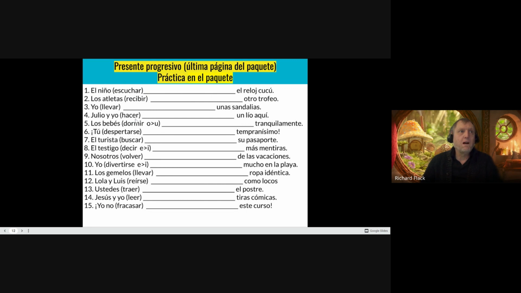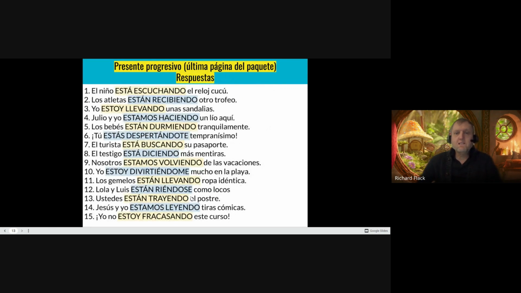Again, remember on your participles to pay attention to if I gave you stem changes and if they're ER-IRs whose root ends in a vowel, that you're going to put Y-E-N-D-O instead of I-E-N-D-O. Pause the video, fill in the blanks with your present progressive, and then come back to check your work. Okay, let's see how you did.